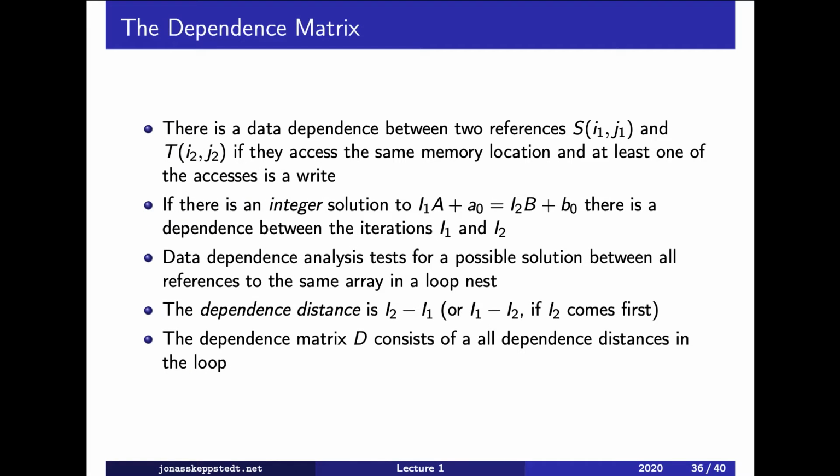So how do we do that? Well, we need to solve this equation. The left-hand side is the set of matrix elements which this reference will access, and the same for the right-hand side for the other reference. So I1 and I2 are the loop index variables.